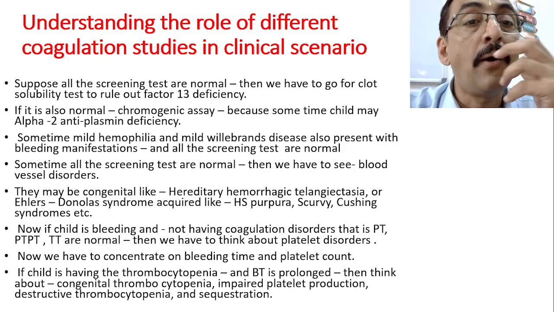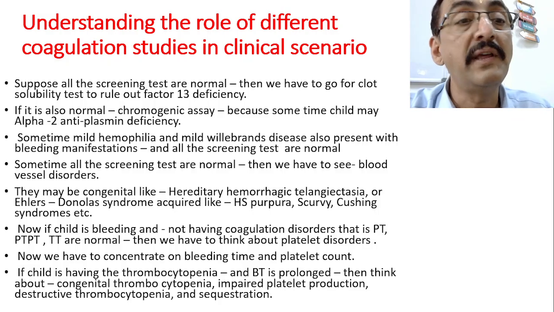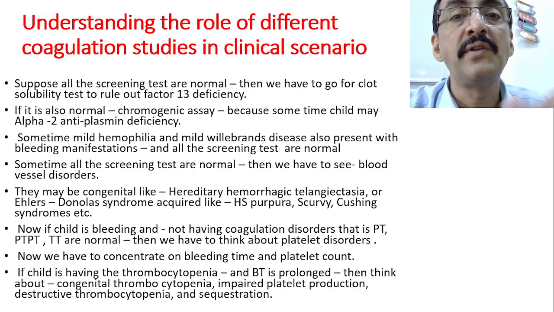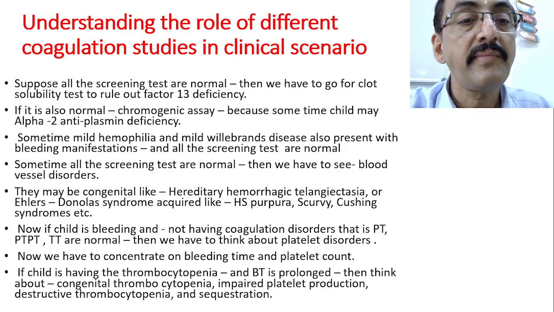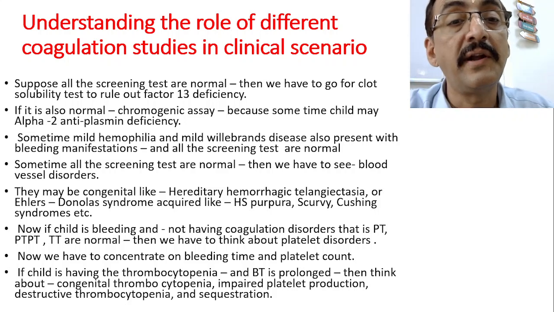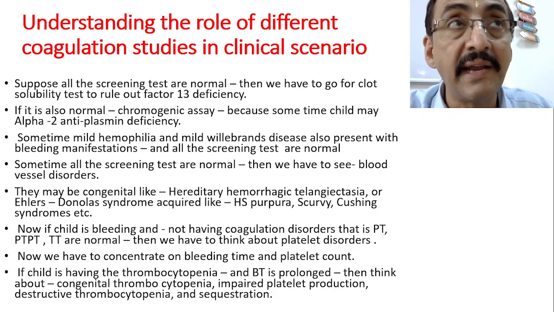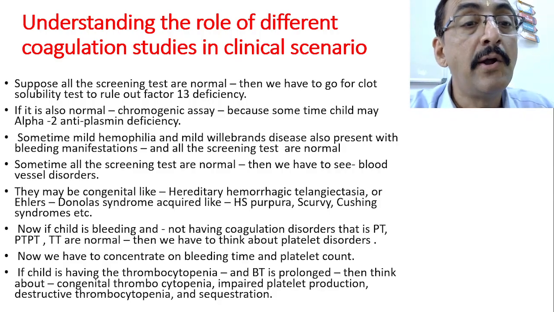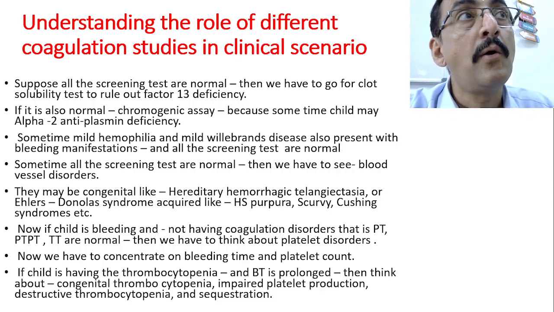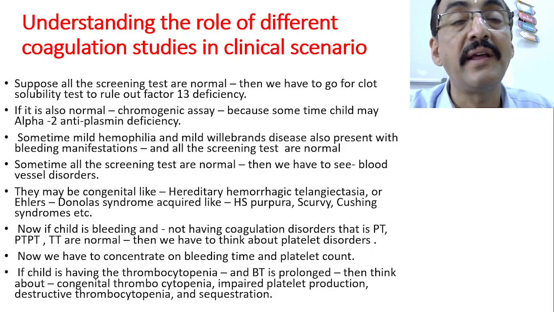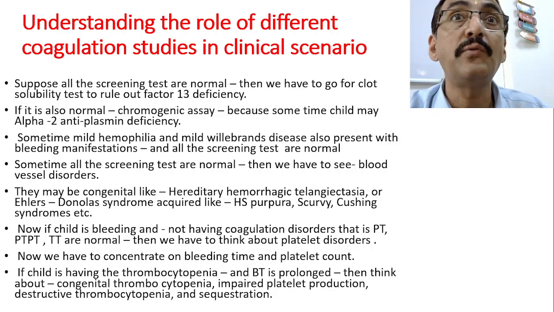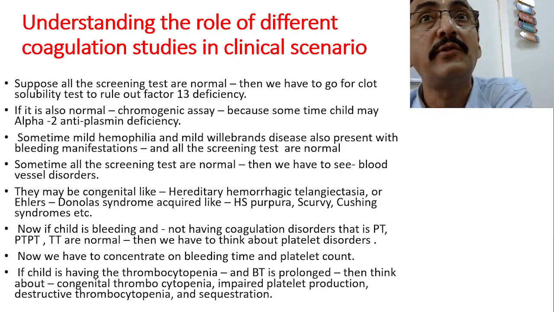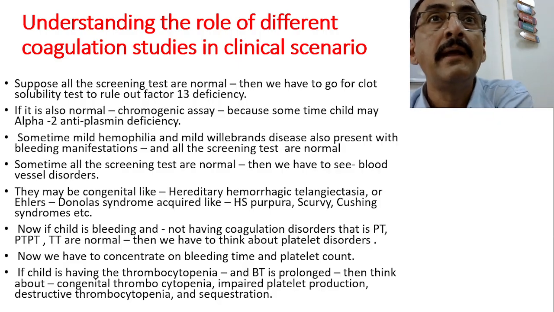Okay, sometimes all the screening tests are normal, then we have to look at the blood vessel disorders. So these blood vessel disorders may be congenital, like hereditary hemorrhagic telangiectasia or Ehlers-Danlos syndrome, or acquired disorders like HS purpura, some autoimmune disorders, scurvy, Cushing syndrome, etc. So that means we have to also look into it. If everything is normal, the coagulation profile is totally normal, this may also be the possibility for the bleeding.